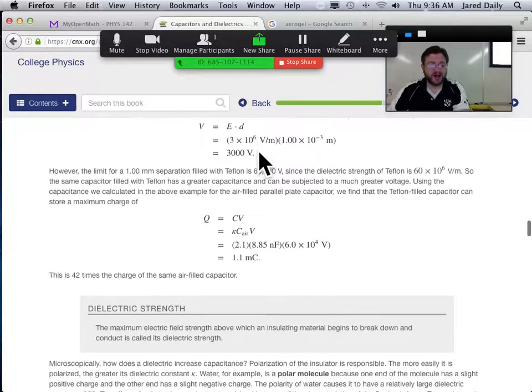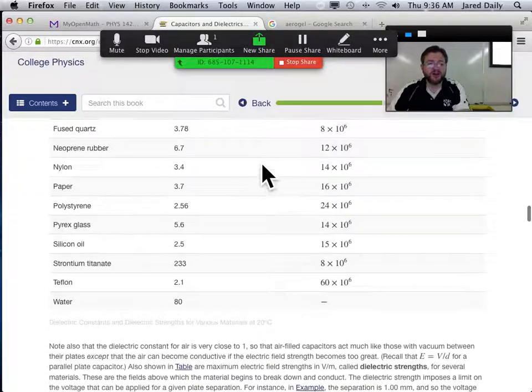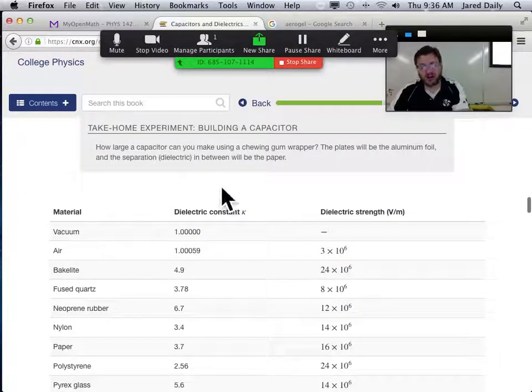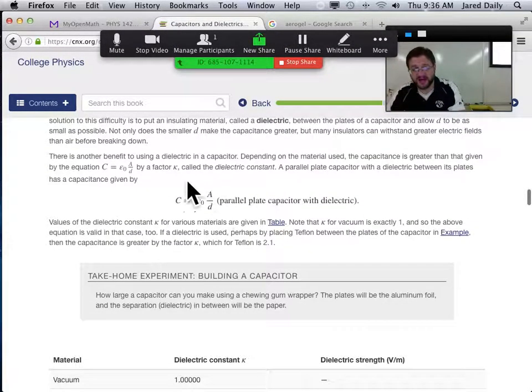Anyway, once you know the dielectric constant of a particular material, then you can calculate a new capacitance for a capacitor that uses that material in between its plates. Now, remember that these equations are for parallel plate capacitors. They don't really work very well for other different types of capacitors, and there are many different kinds.